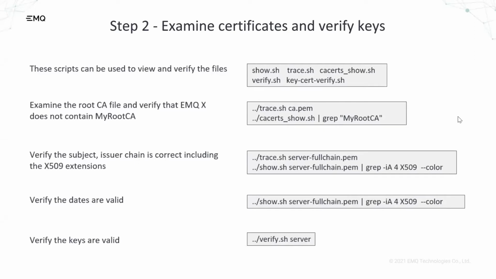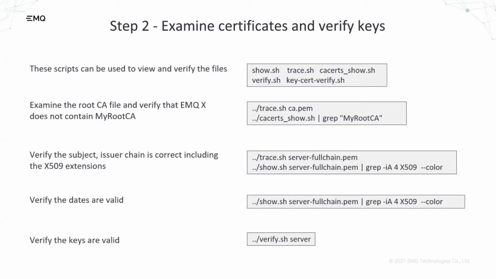So now that we have our certificates, the next step is to use OpenSSL to verify and examine the certificates to make sure we understand what they contain. You can use the following scripts, the show, trace, CA certs, and verify to examine your certificate files. And basically those scripts are just wrappers to OpenSSL commands.